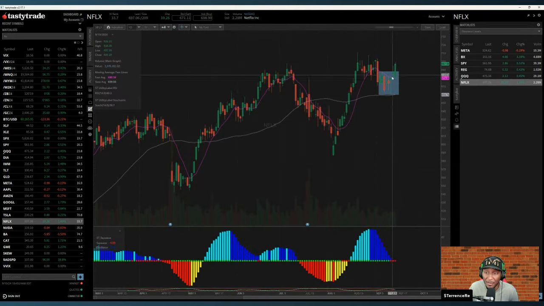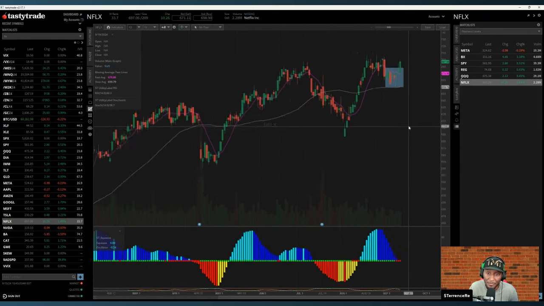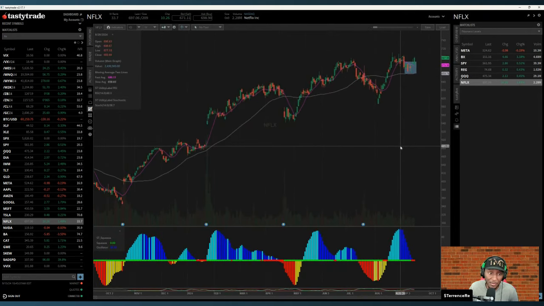But ideally, I don't want to get in right away. It's already up. Let's see if we can get a little chop. Pull back, get closer to the 9-day, get a little chop, and then try to take that move higher. But let's see what we get for the week.